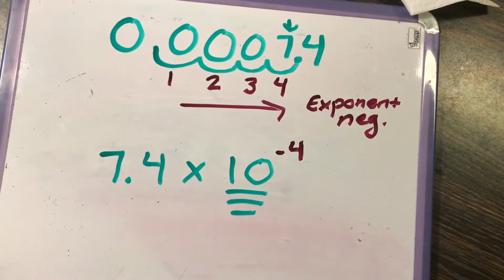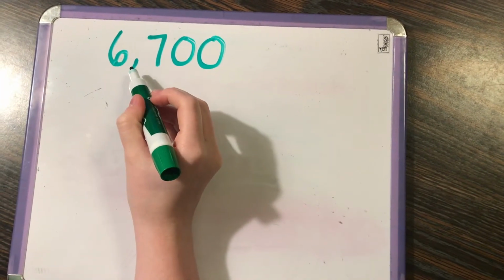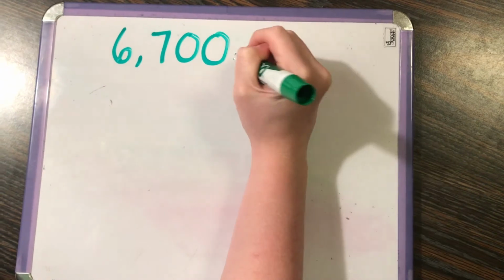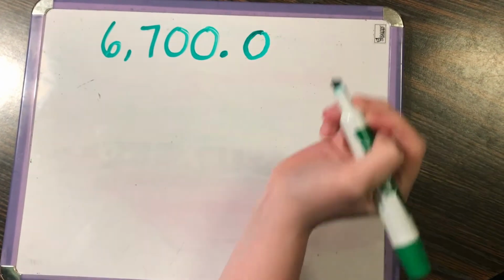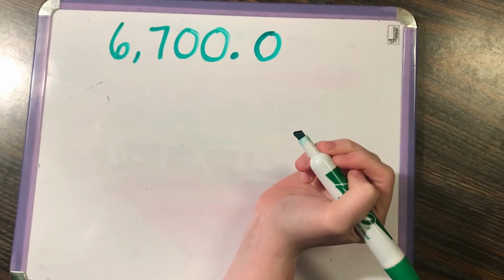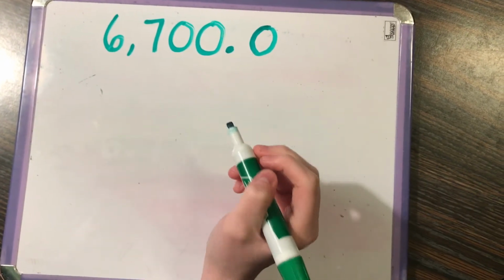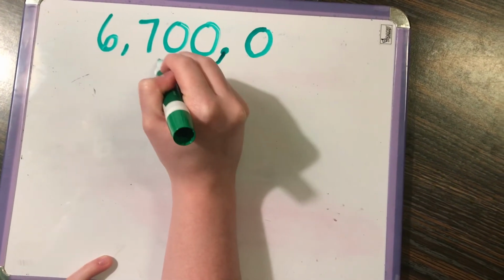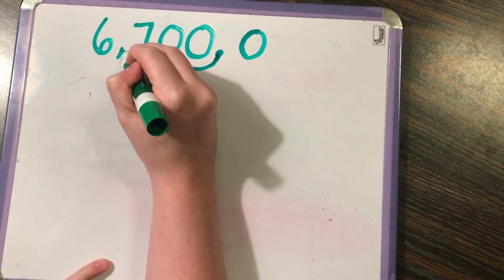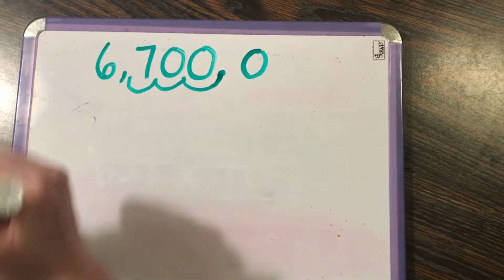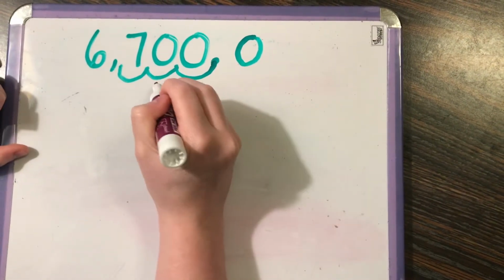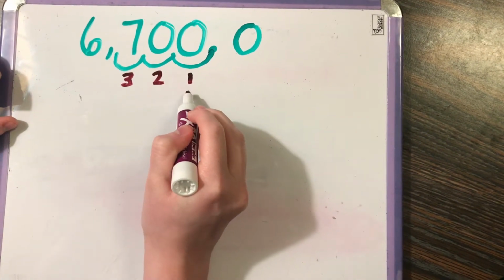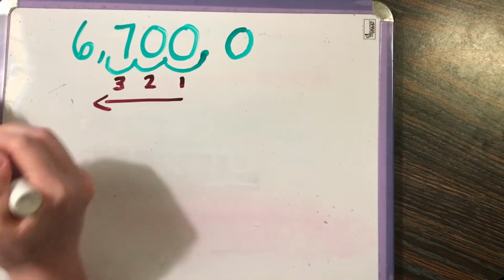We start with the number 6,700 and want to convert it to scientific notation. Remember, all whole numbers have a decimal point and a 0 after them. The goal of scientific notation is to have a coefficient that is greater than 1 but less than 10. So we will move this decimal point to the left 3 times to have the coefficient of 6. We move this decimal point 3 places, so our exponent is going to be 3, and since we moved it to the left 3 places, this will be a positive exponent.